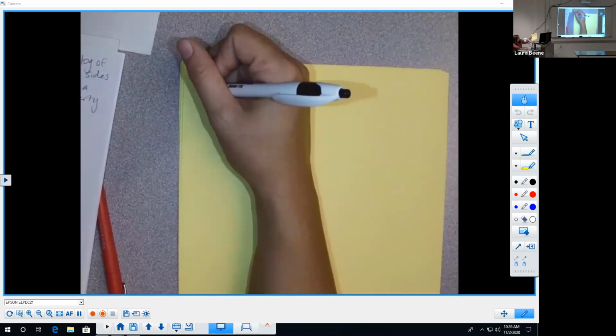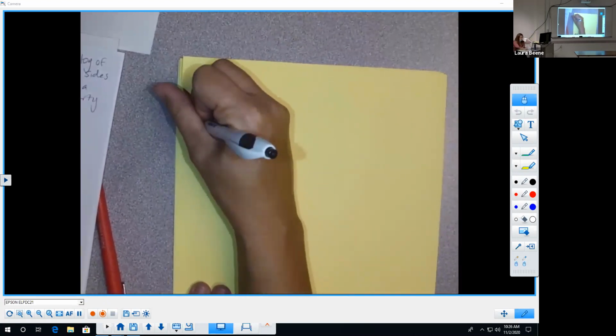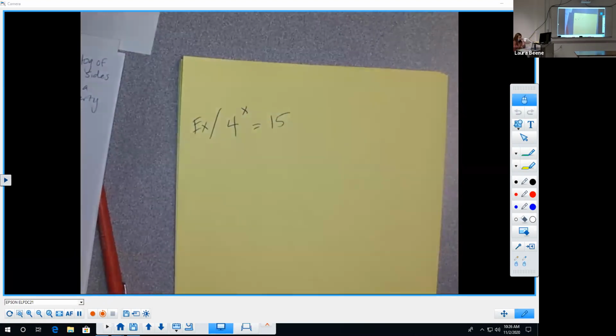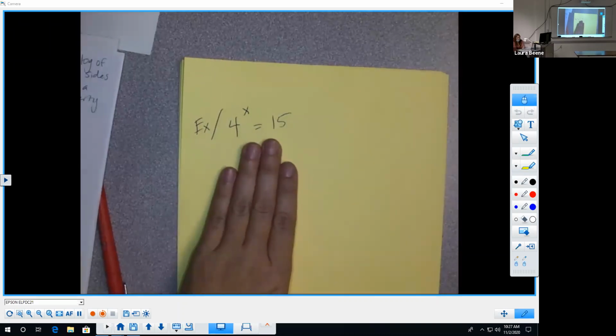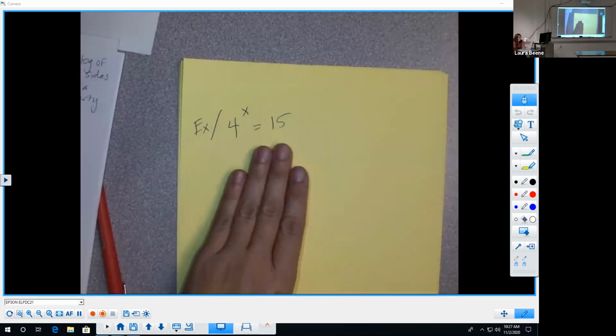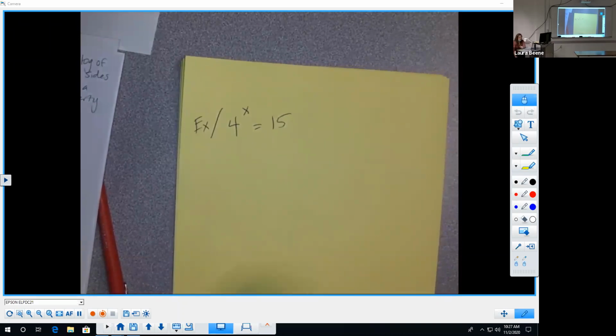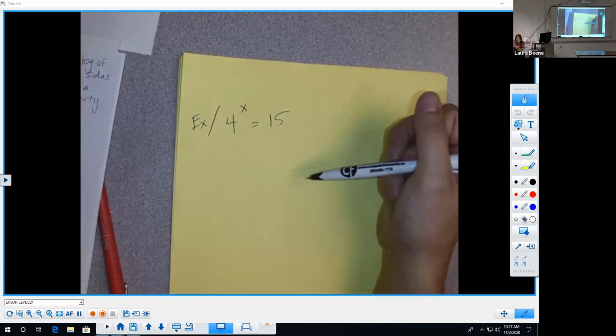For example, I'm going to leave a space up here. A problem like this, 4 to the x power equals 15. Can you make 4 and 15 into some base that's the same? No, I could write 4 as 2 squared, right? Can you write 15 as 2 to some power? Not easily, right? It's a decimal and it's ugly. So this is the problem where you cannot make the bases the same.